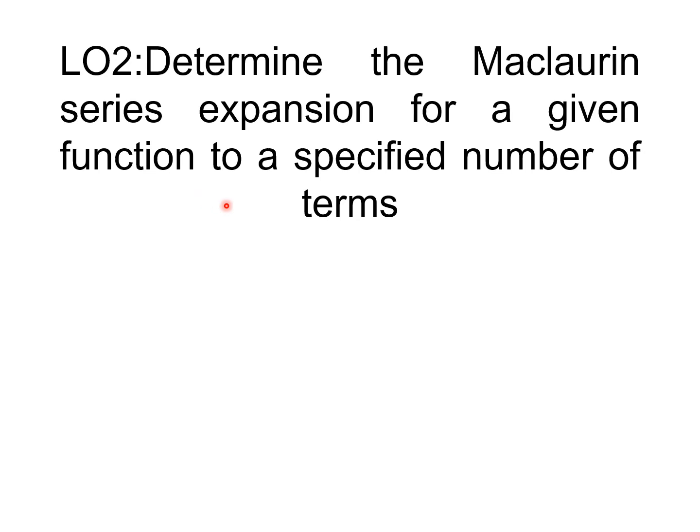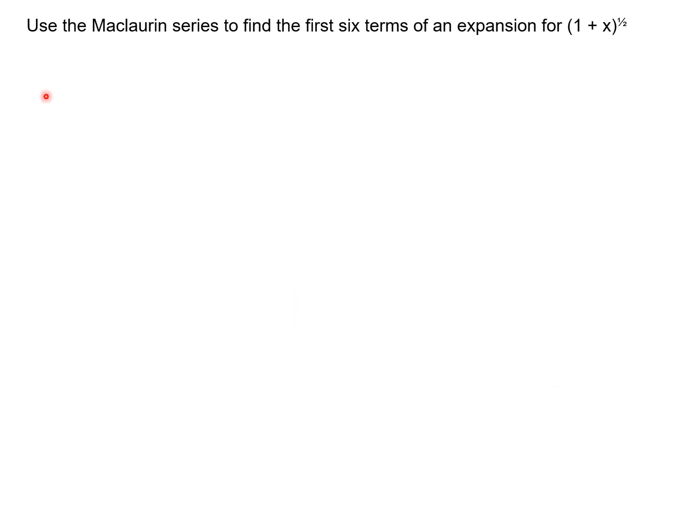Next, we will move on to the second learning outcome. We want to determine the Maclaurin series expansion for a given function to a specified number of terms. Before this, we said the process was indefinite. Now we want to specify the number of terms that you need to calculate. For this question, use the Maclaurin series to find the first 6 terms of the expansion of 1 plus x squared. You're required to get the first 6 terms of the Maclaurin series.